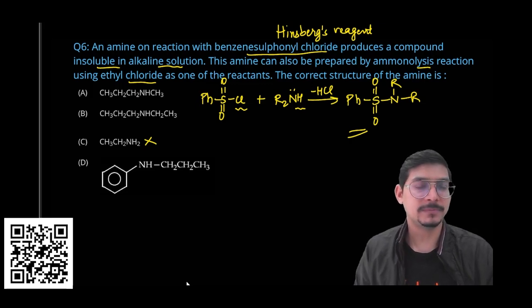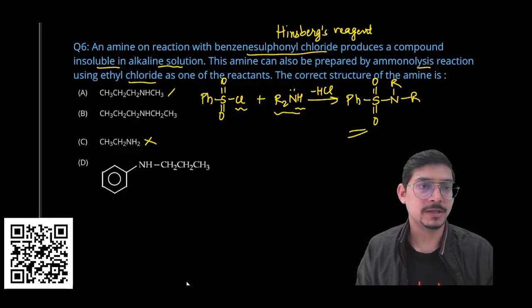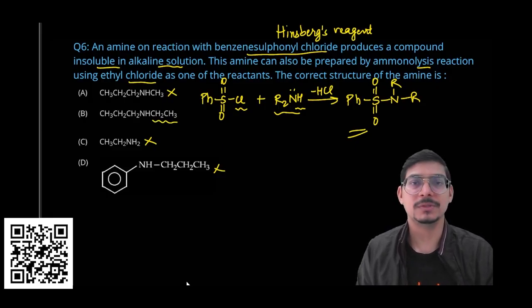Because ethyl chloride is being used as one of the reactants, our secondary amine should have an ethyl group, which is not there in option A, which is not there in option D, but in option B, we can clearly see that yes, it does have an ethyl group in its structure, which means that this is the secondary amine we are looking for. So the correct answer to this question will be option B.